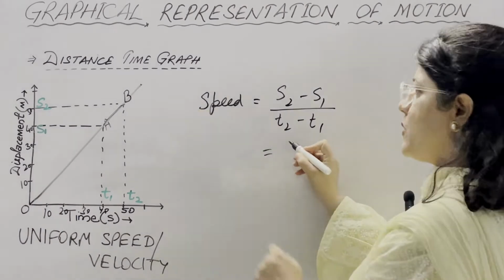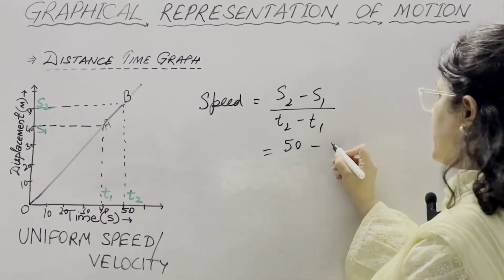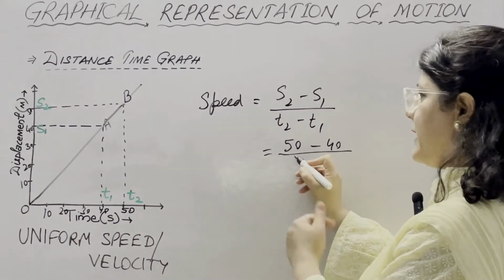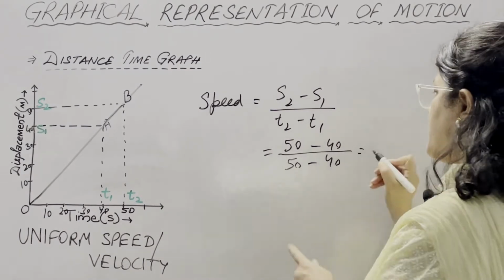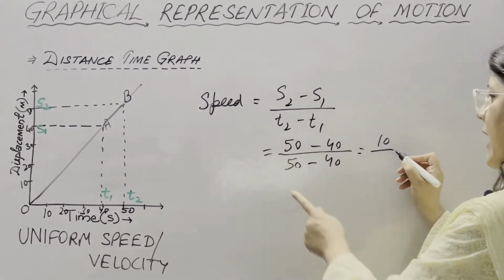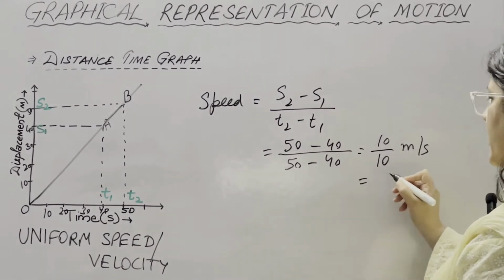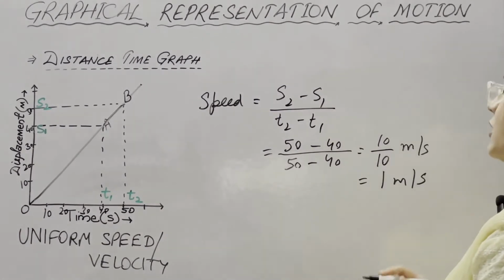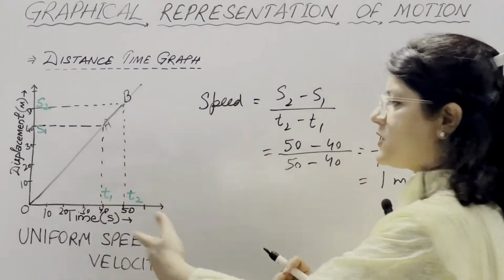In this case, the value of S2 is 50 meter minus S1 is 40 meter, divided by T2 is 50 second and T1 is 40 second. So 50 minus 40 is 10, and again 50 minus 40 is 10. So speed is 10 upon 10. It means 1 meter per second is the uniform speed of this particle, which is represented on this displacement time graph.